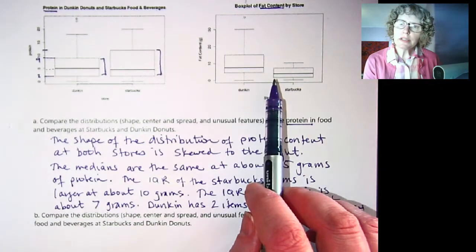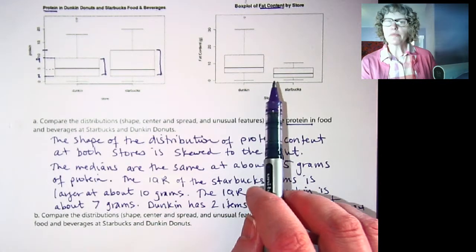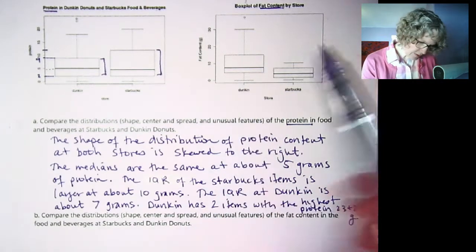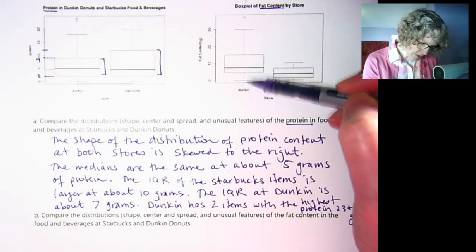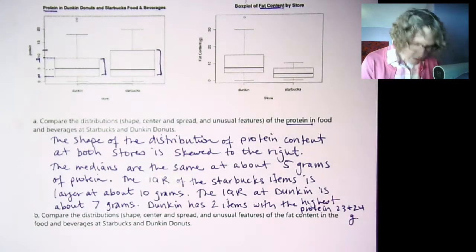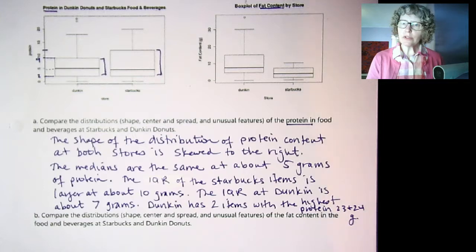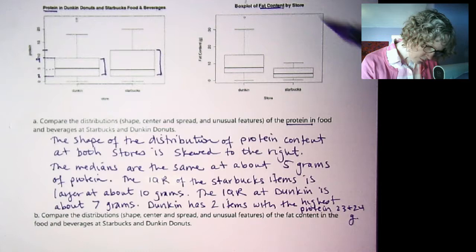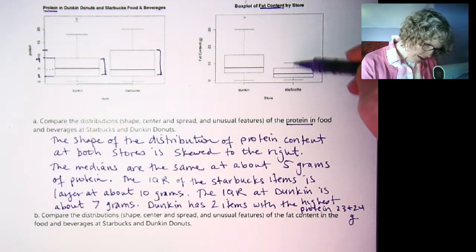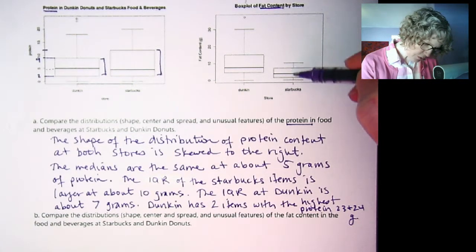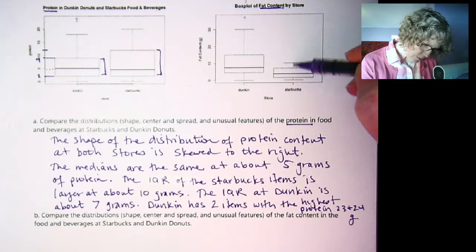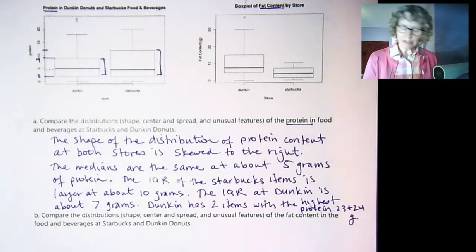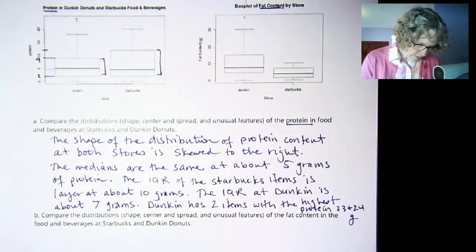So let's look at, first of all, the shape. What would you say the shape for each? I'd say Dunkin' looks very similar to these. Definitely looks skewed to the right. What do you think about Starbucks? Does it look more symmetric or more skewed? I would say it's close, but I would say it's a little more skewed because this width and this width are both a little wider than those two. So it's going to be a little bit skewed, but definitely not as much as Dunkin'.